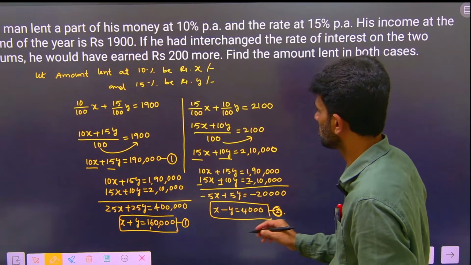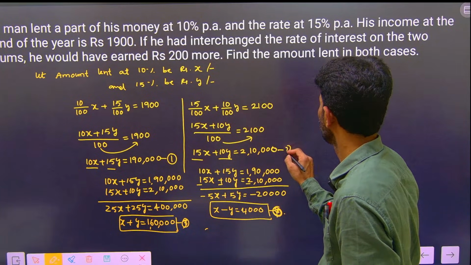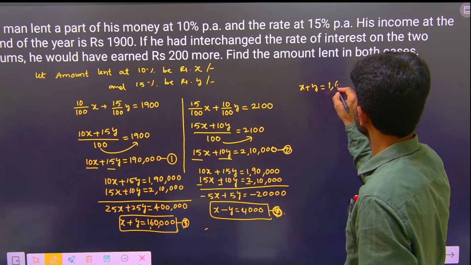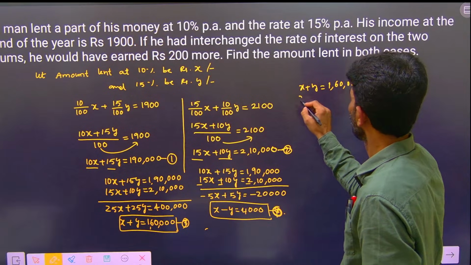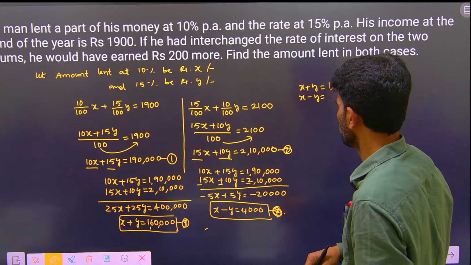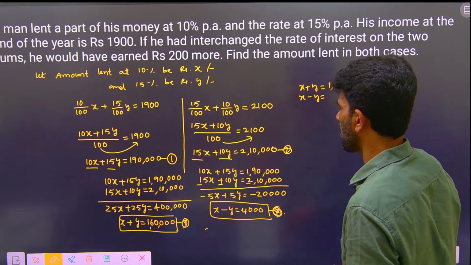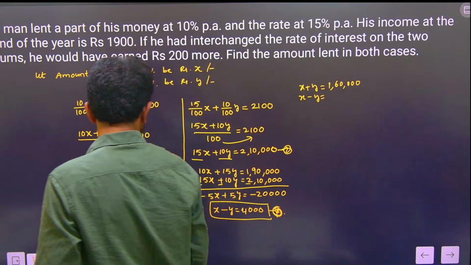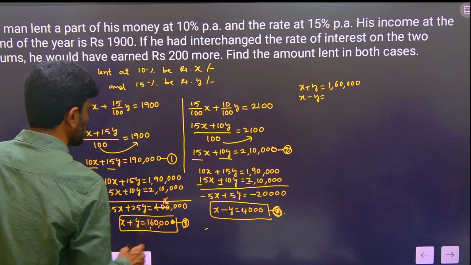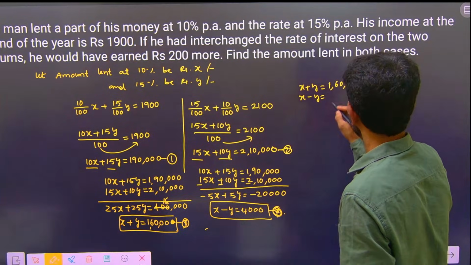Now again we have to simplify this. So you can take it as 3 and 4. This is 2, that is 3 and 4. Now x + y is equal to 1,60,000 and x minus y is equal to 20,000. Here it is 16, no? It is only 16,000, not 1,60,000. That is just 16,000 and this is 4,000.